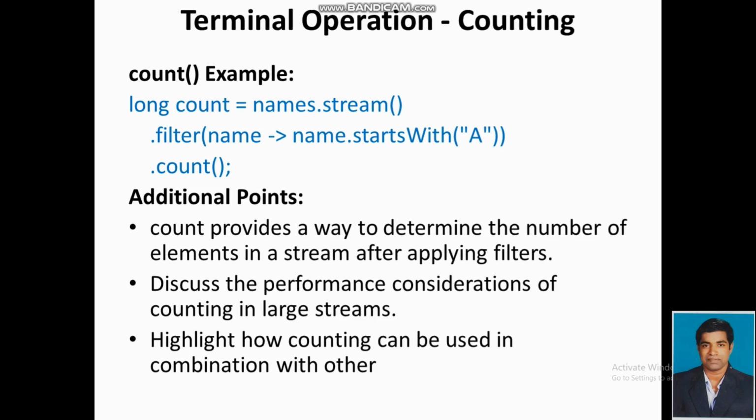Terminal operation counting. The count method is used in this example. long count equals names.stream().filter(name -> name.startsWith("A")).count(). Here we are applying the functional programming filter method to collect only the names that start with the letter A, and the count is incremented for each name matching the letter A. Count provides a way to determine the number of elements in the stream after applying filters.